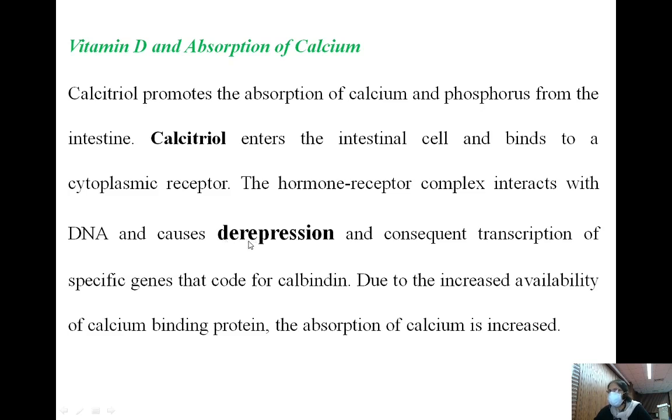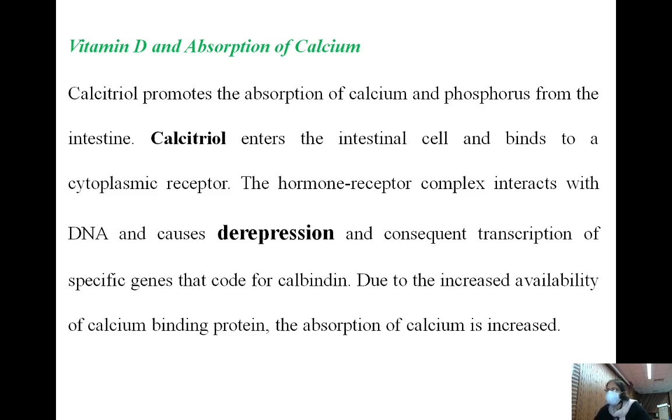It causes de-repression. Repression means reduction of activity. De-repression means this inhibitory mechanism is released, that means indirectly activity is enhanced, induction. So it induces the gene that is responsible for coding calbindin.